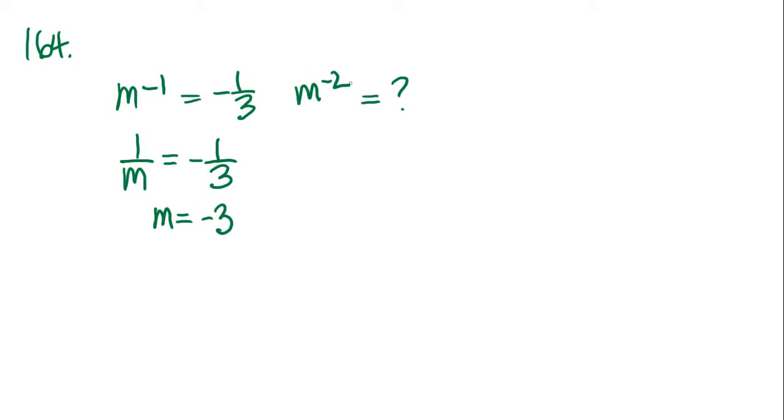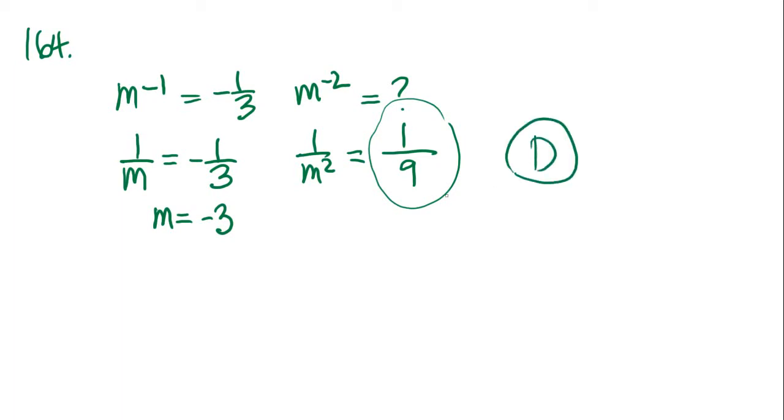So m to the negative 2 power is going to be 1 over m squared. So that will be equal to 1 over, what's negative 3 squared? 1 over 9. And that is going to be your answer. And that is answer D. Very good. Moving on.